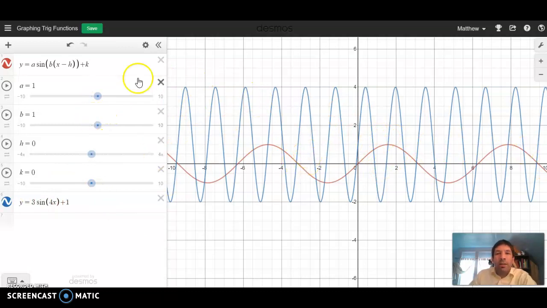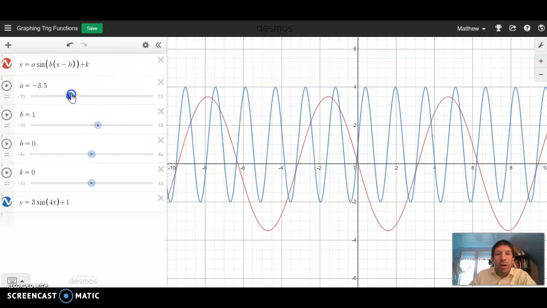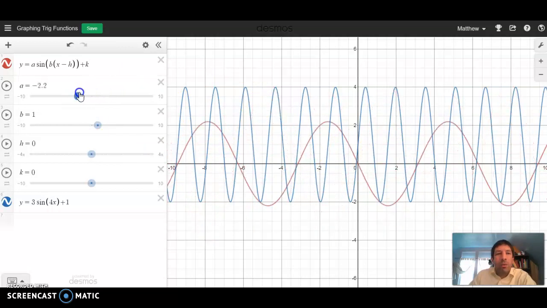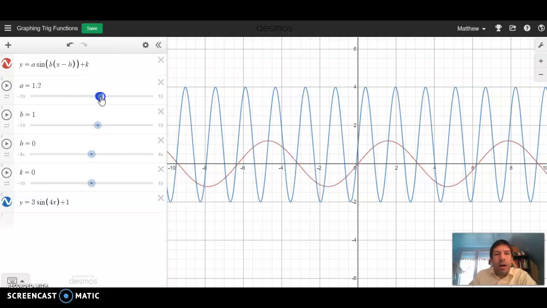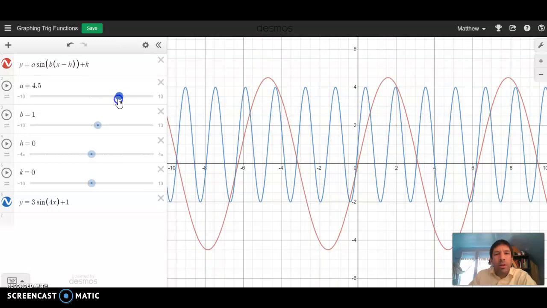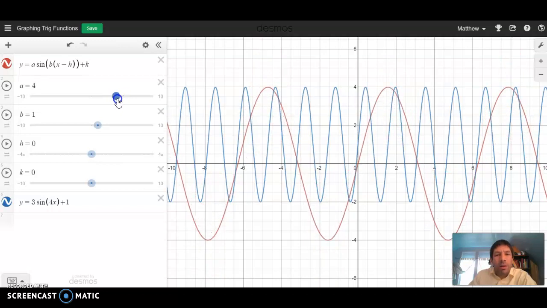So you might start moving a around and seeing what happens. Okay, well, if it's negative, it flips it upside down. So let's leave it positive. But we can see that as we move it around, it gets taller and shorter. And we know that it's supposed to be a certain height. So maybe you go like this and you think, okay, that's good because now it's at the same height that this one is, even though down here it goes a little bit lower. So maybe you just start there.